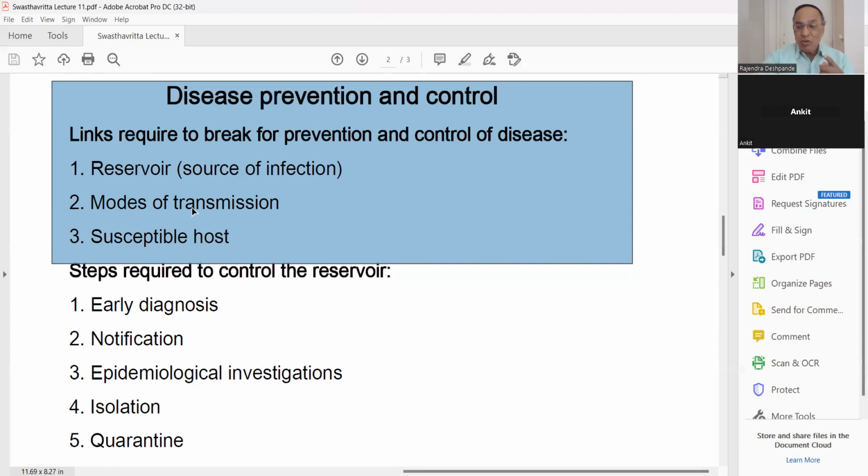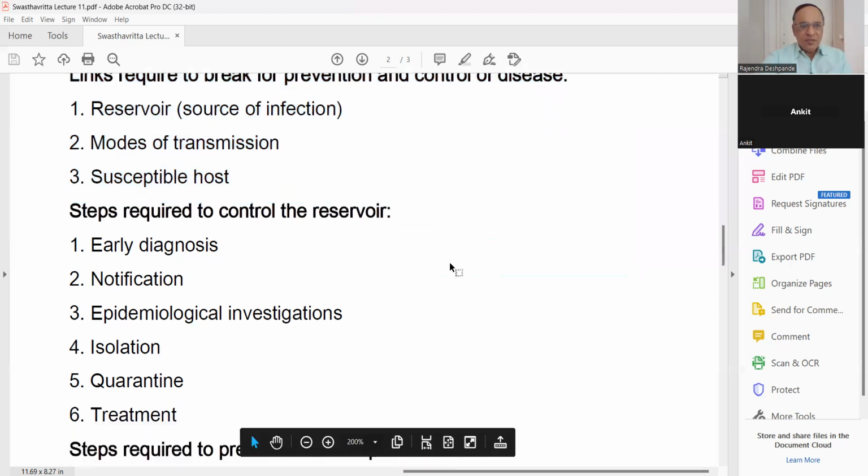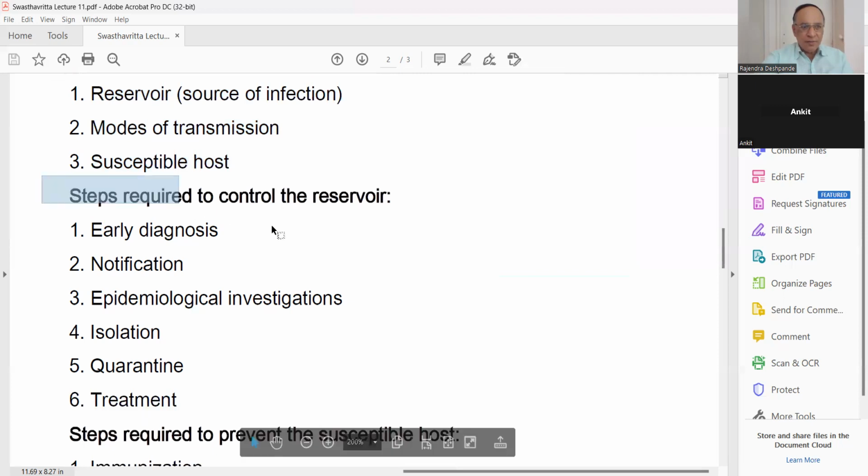So that is all these things, modes of transmission and susceptible host. Do you know this thing? What is a susceptible host? Those having comorbidity. Immunity is low because of another disease like diabetes, another disease like a heart problem, another disease of the lung like asthma, another disease like lung cancer. These patients have more danger of getting corona. So this is a susceptible host. These weak immunity patients. Okay. Now, steps required to control the reservoir.